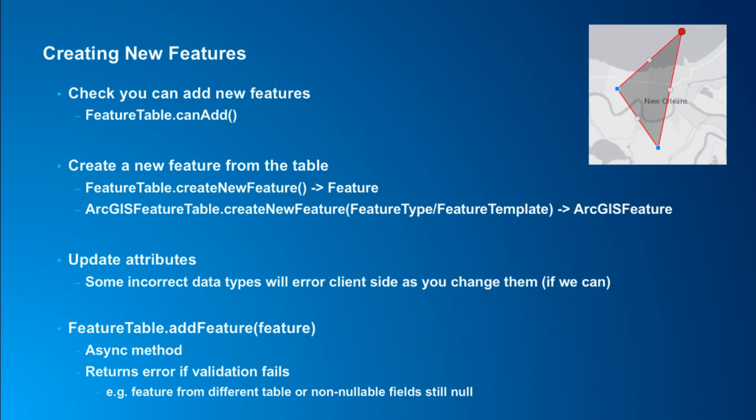So it's a multi-step process, and there's a feature table add feature method. It's asynchronous, and it has an error return object, a slightly different pattern on every API depending on the language, but essentially it gives you an error. An example would be if you haven't populated a non-nullable field. We'll be able to give you an exception at that point. So there's a certain amount of validation we do when we actually add it to the feature as well that we can't do client-side when you're updating the attributes. So that's how you create new features.